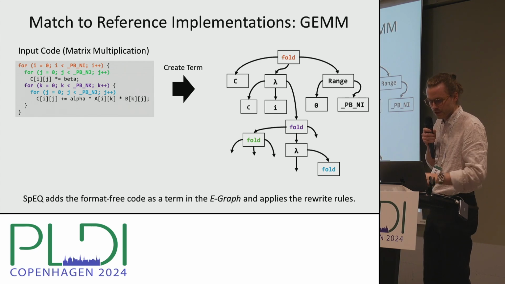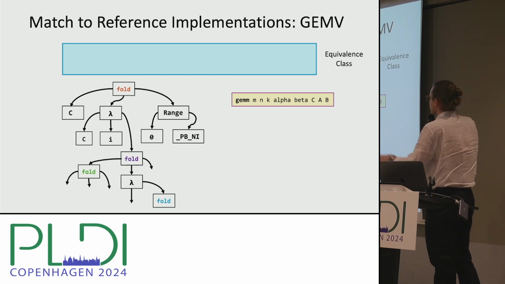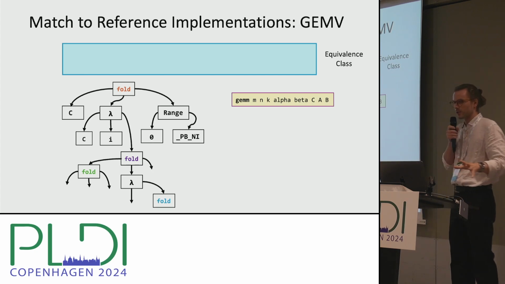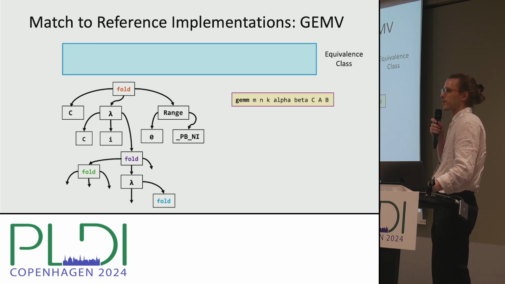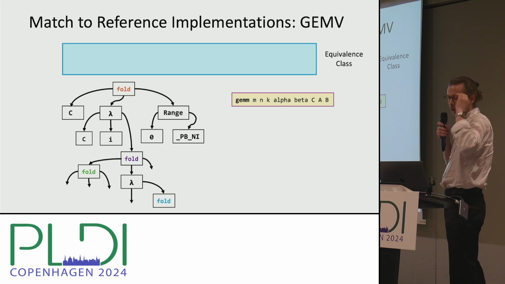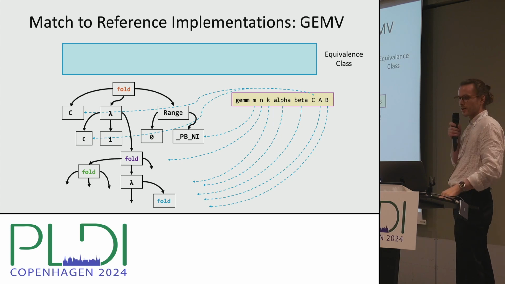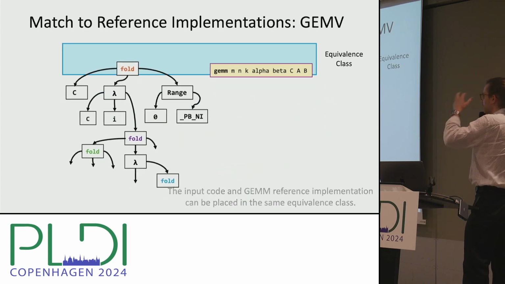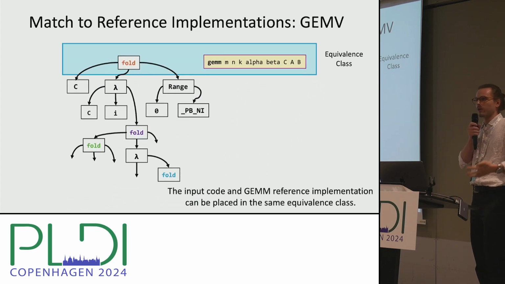Okay, so now we have our term, and we also have this gem function. And through the rewrite rule that we defined earlier, we can match the input code to this function, and that allows us to place them in the same equivalence class and show that, okay, our input code, with this mapping of arguments, is the same as a gem.